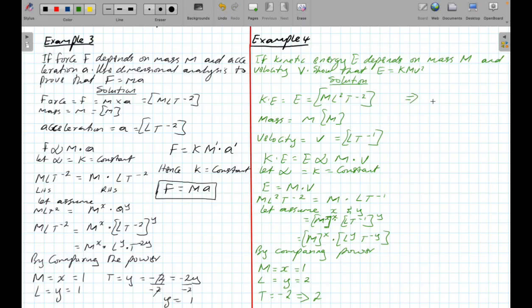This implies that energy E will be equal to k m raised to the power of 1 multiplied by v raised to the power of 2. Therefore, E will be equal to k m v square. Hence proved that energy E is equal to kmv square.